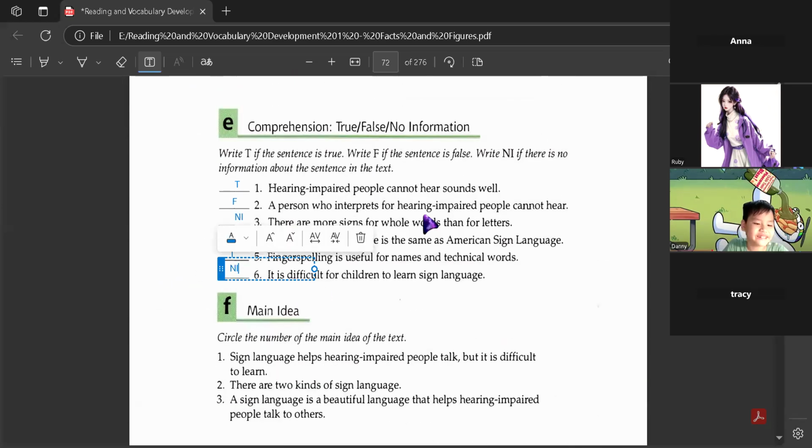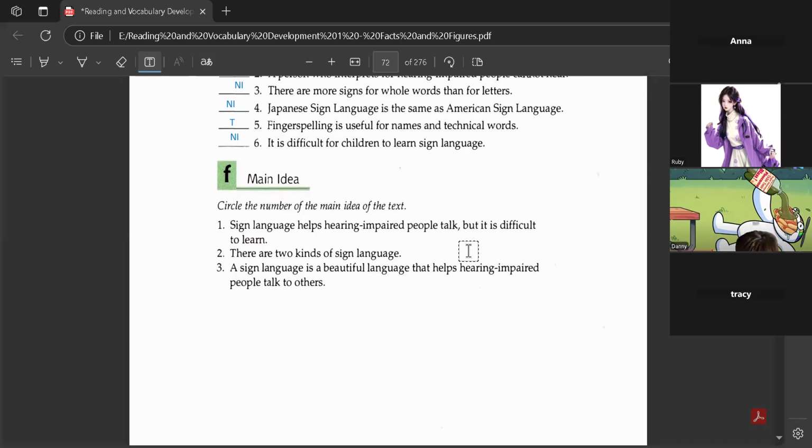So if the sentence is in the text and it's true, then you write true. If the sentence is in the text, but it has the opposite meaning of the sentence in the text, then it is false. And if the sentence is not in the text, then it is no information.